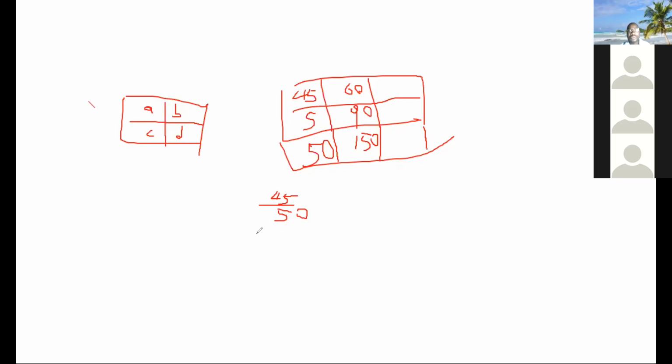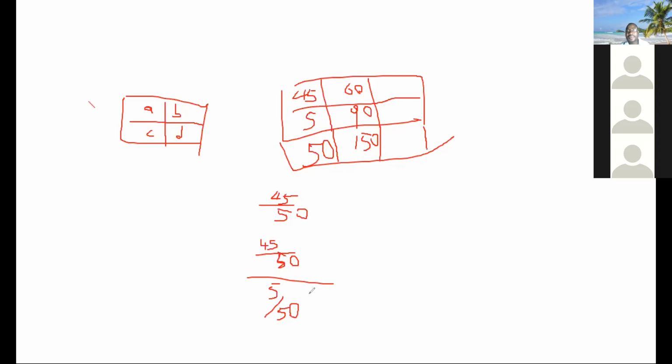And what will it give you? 45 over 50 divided by 1 minus this, which is 5 over 50. Is it not 5 over 50? 45 divided by 50 is 0.9. So the odds is 45 over 50 divided by 5 over 50. Does it make sense? The probability of smoking is 45 over 50. The probability of not smoking is 1 minus this, the remaining 5 over 50. Does it make sense?